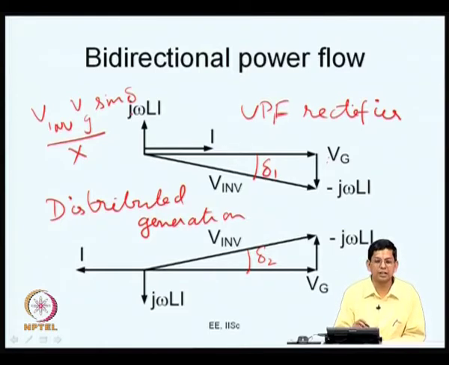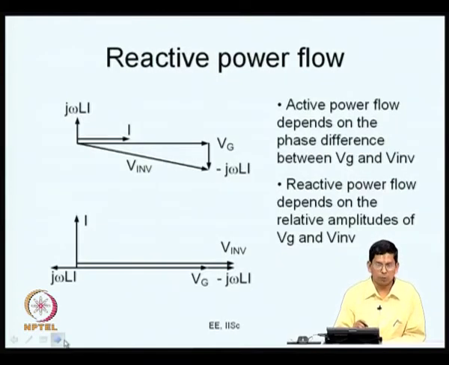If delta is positive, sin delta is positive and power flow is in a particular direction. In this case, it is from the grid to the mains. If delta is negative, then it is in the opposite direction. Let us say here delta is always measured with Vg as the reference. So, the relative phase of Vg and V inverter decides whether power is drawn from the mains or is pumped into the mains. This is what you do in high power factor rectifiers, and this is what you try doing in the case of distributed generation. Now, let us say how do you control reactive power flow?